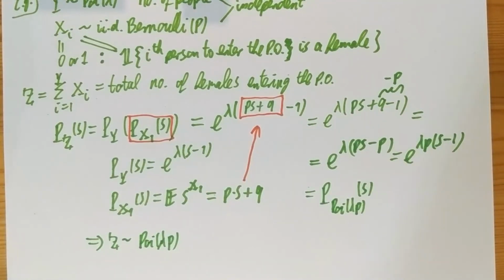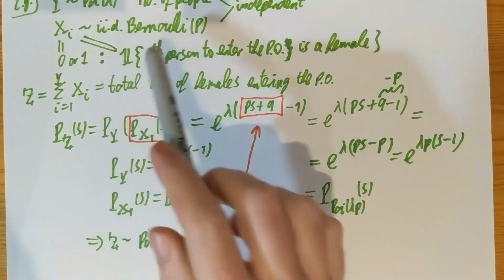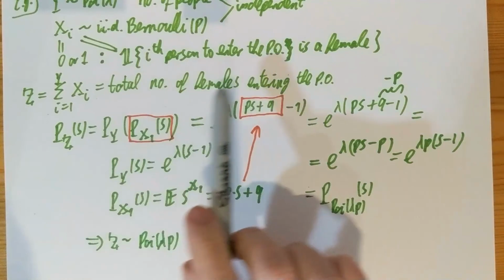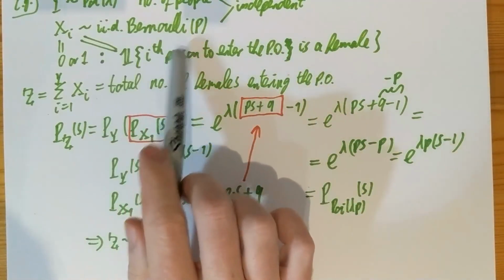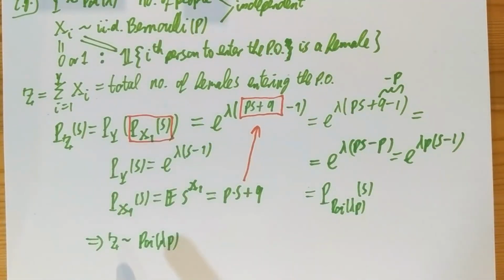So if you look at the number of females only, and each person is a female independent of everything with probability p, because this is Bernoulli p, then you end up with the fact that the number of females entering the post office is Poisson with parameter lambda times p.